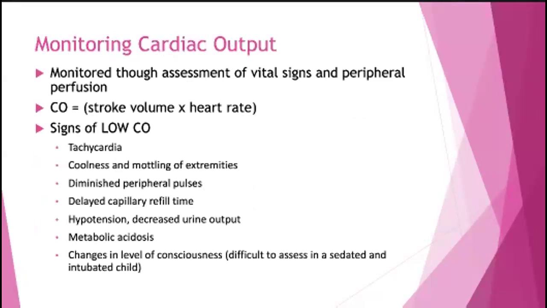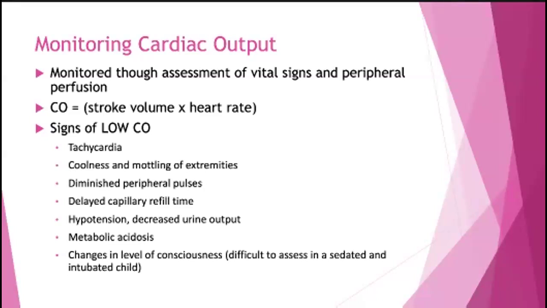Monitoring cardiac output. So cardiac output is the amount of blood that the heart pumps in 1 minute. The formula for it is our heart rate times our stroke volume. In infants and young children, the heart rate is the main driver of cardiac output. Stroke volume, so how much blood per beat, does not change much because their ventricles are small and less compliant. So if the heart rate drops, the cardiac output will fall quickly.